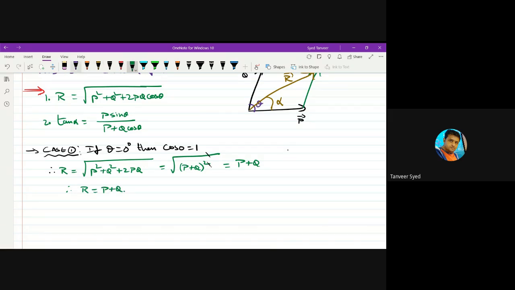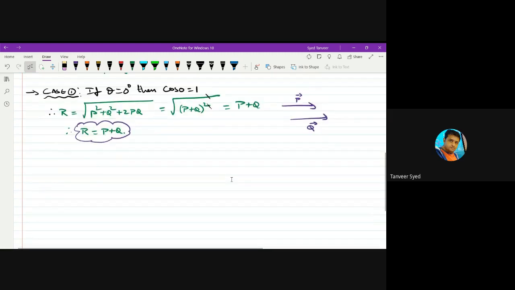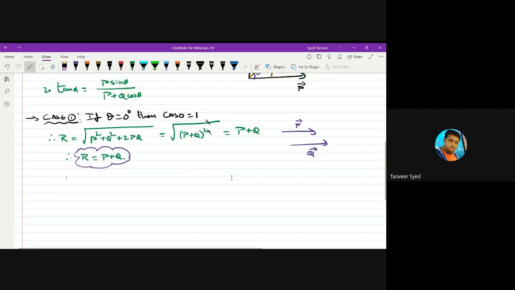When does this happen? This does not happen every time. This happens only when vector p and vector q are parallel to each other. Parallel means they are pointing in the same direction. Their magnitudes can be anything, but they must be in the same direction. If they are in the same direction, you are simply adding them, just as how you add ordinary numbers. Only when they are in the same direction, not always.